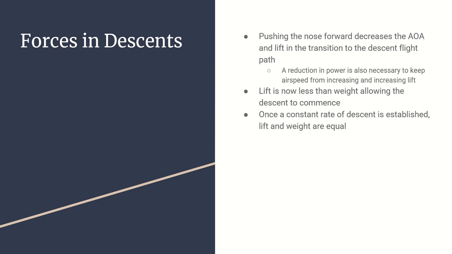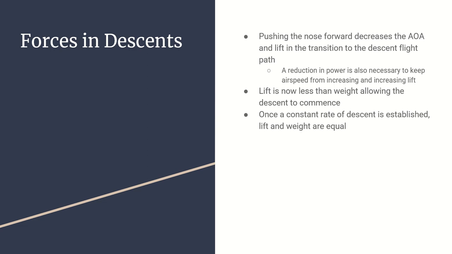So if we don't have as much lift as we had before, weight has not changed, and now that weight is acting or is stronger than lift in that moment, right? Once we establish ourselves on a flight path and a descent, then they are equalized again. But when we are initiating that descent, we have to decrease lift so that it's not as strong as weight.